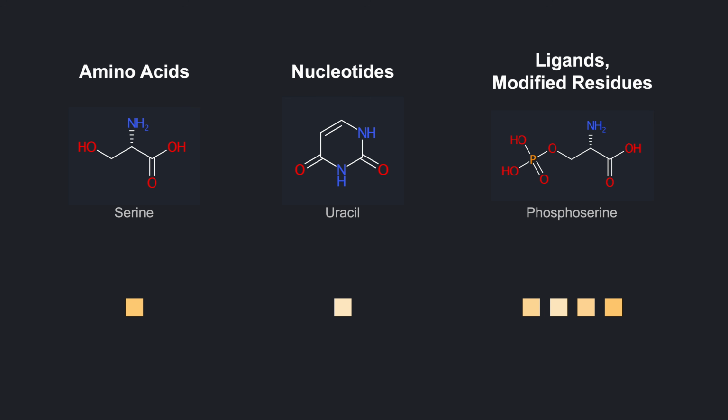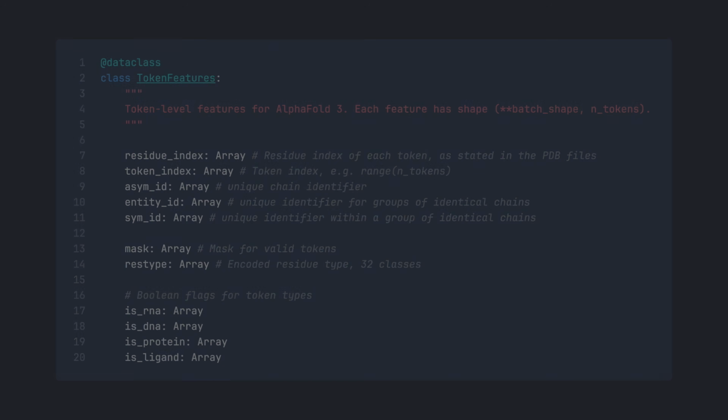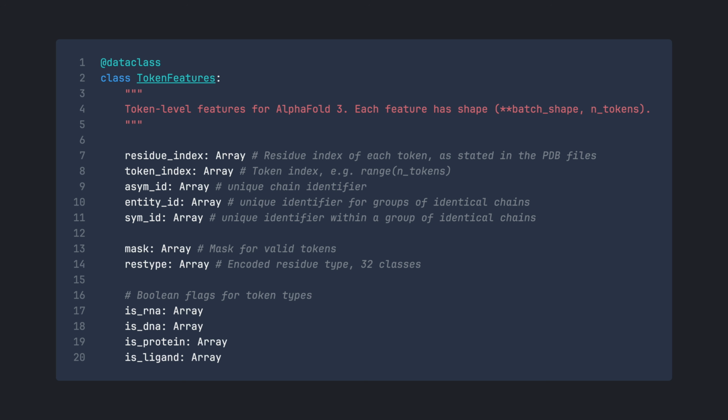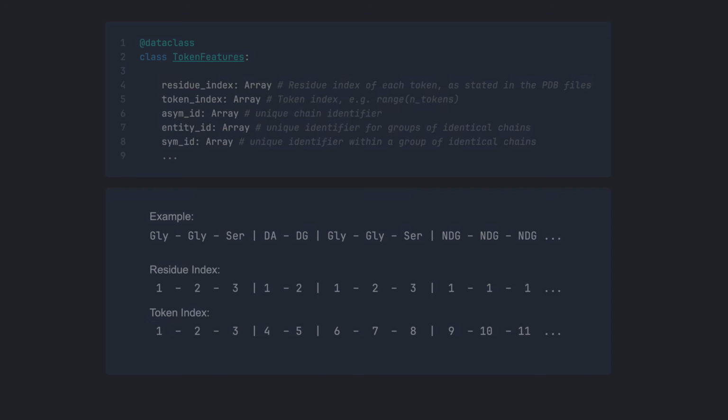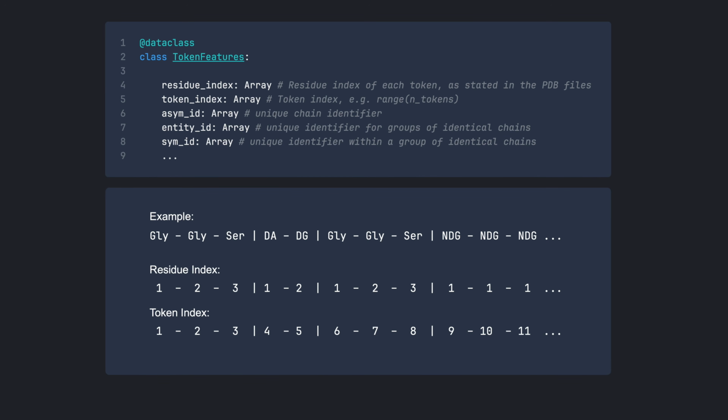This here is the data type for the token features of AlphaFold 3. We have a number of indices and IDs, an encoding of the residue types, and flags for the type of token, meaning whether it is part of RNA, DNA, a protein, or a ligand. We'll go through the features one by one. First up, we have the residue index and token index. Token index is basically just a range counting up from 1 to the number of tokens.